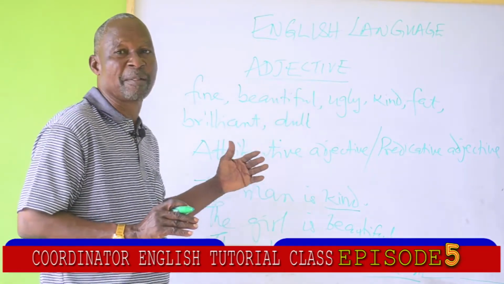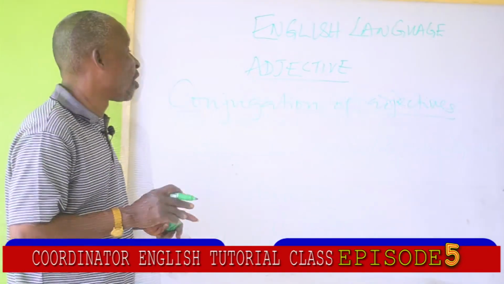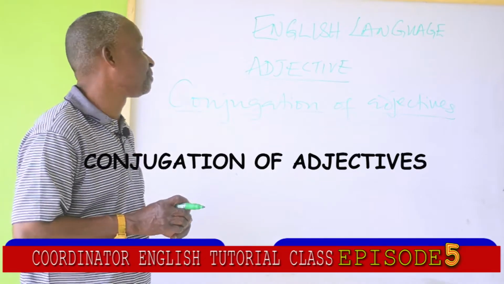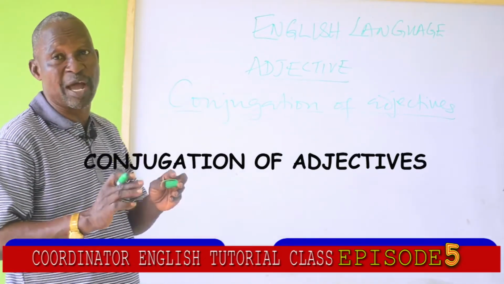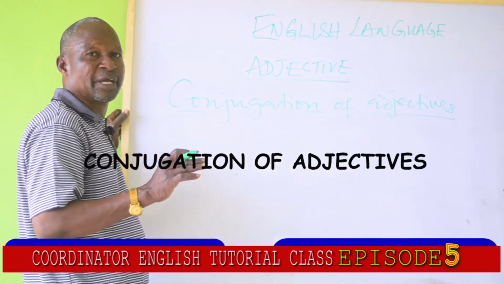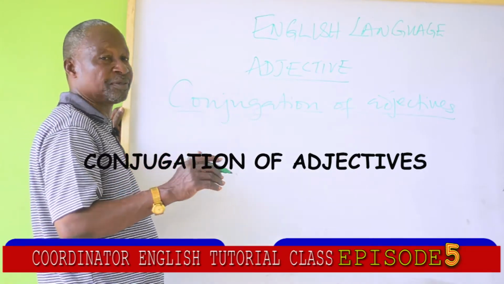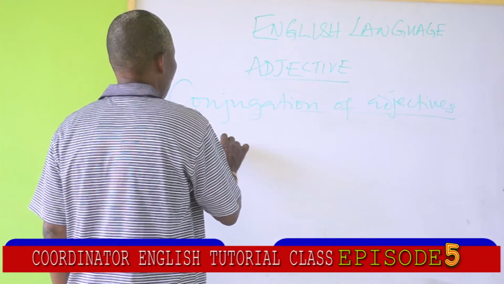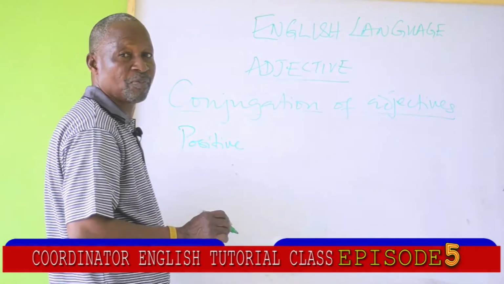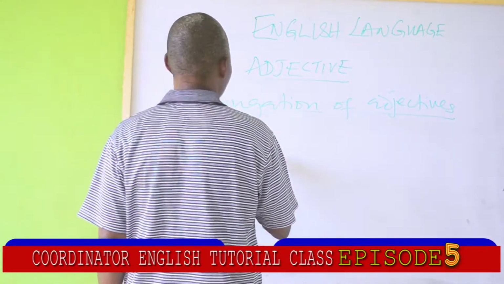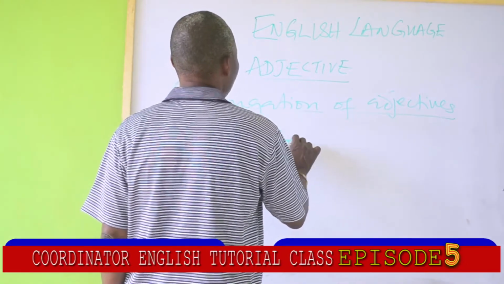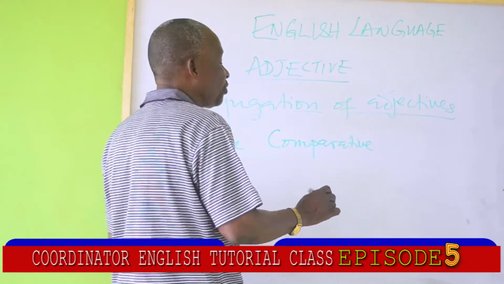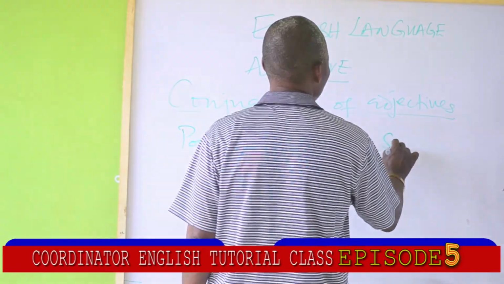Now, from here, we move to conjugation of adjectives. On this subtopic, conjugation of adjectives, we have the following groups. The first group is positive. The second group is comparative. The third group is superlative.